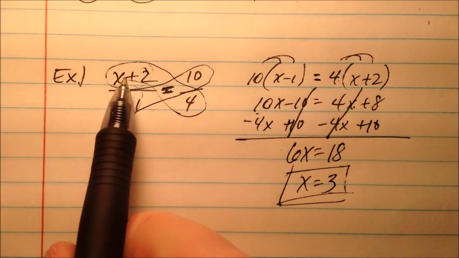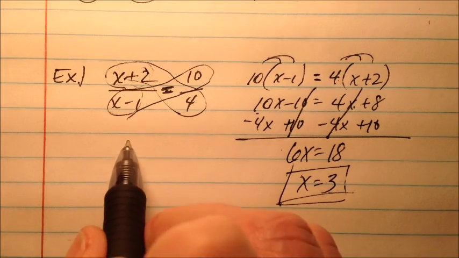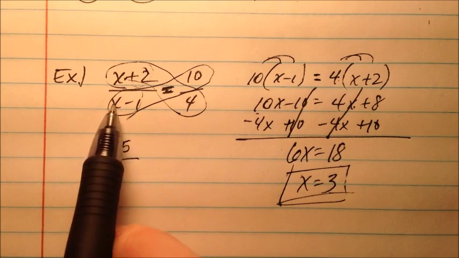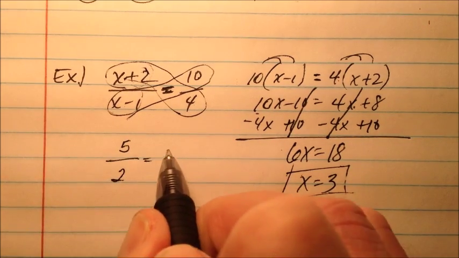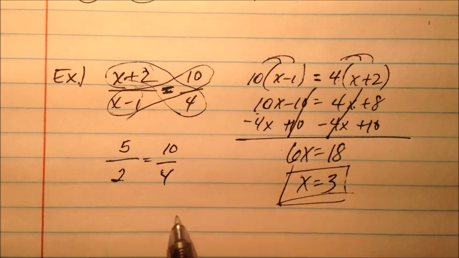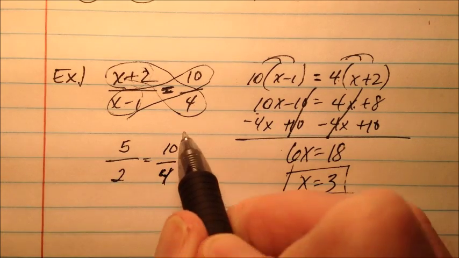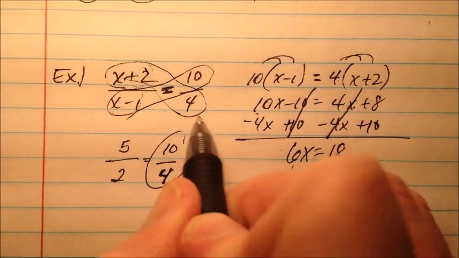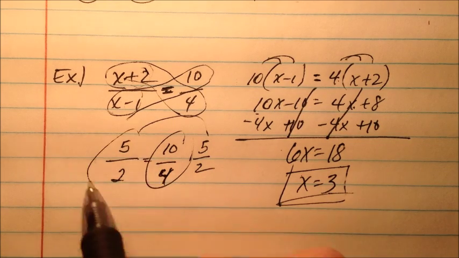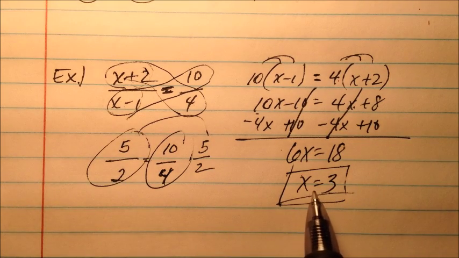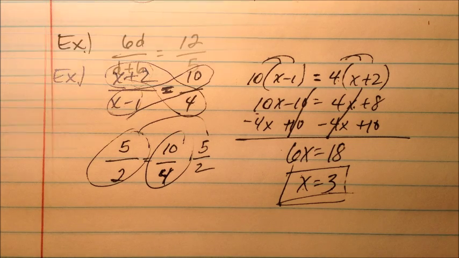Which means if I plug 3 in over here, 3 plus 2 is 5, 3 minus 1 is 2, equals 10 over 4. And if I was going to reduce this fraction, I would get 5 over 2, which is the same as the fraction I have over on the left. So I know that my value for x as 3 is going to be correct.